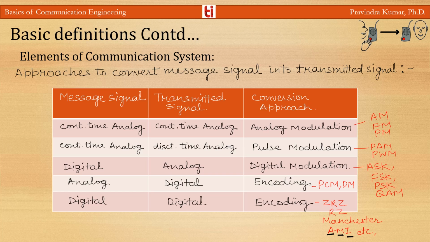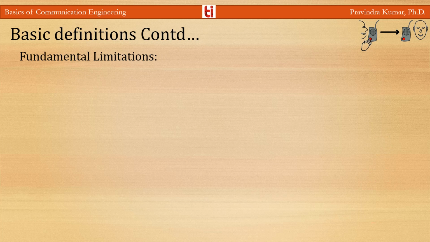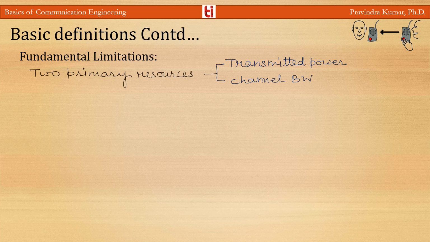So these are different types of conversion approaches here. And now we will discuss fundamental limitations. In a communication system, two primary resources are transmitted power and channel bandwidth. The transmitted power is the average power of the transmitted signal. The channel bandwidth is defined as the bandwidth of frequencies allocated for the transmission of the message signal.